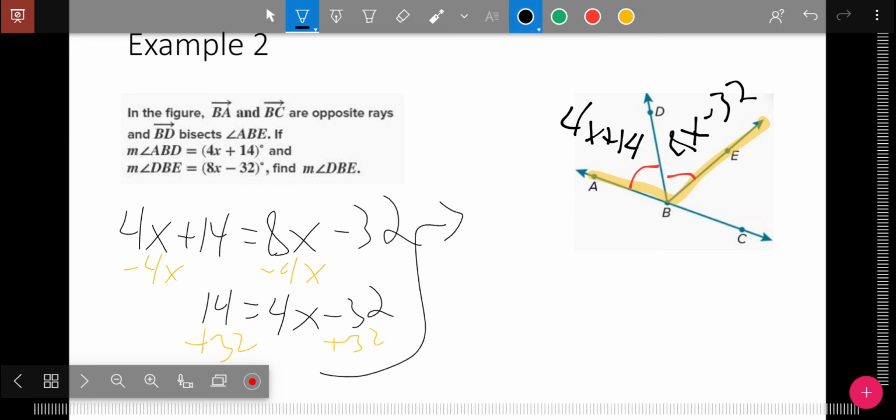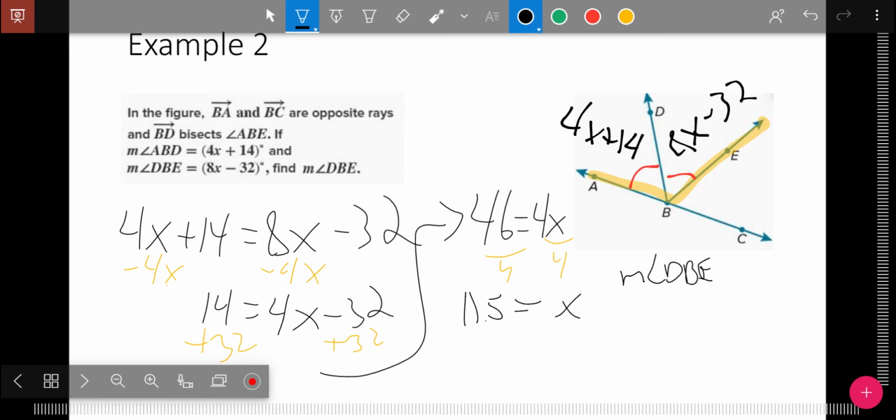I'm going to come up here to continue working. I get 46 equals 4x. I divide by 4. I get x equals 11.5. And now it wants me to find DBE. The measure of angle DBE equals 8x minus 32. And I plug the 11.5 in. 8 times 11.5 is 92. Minus 32 is 60 degrees.